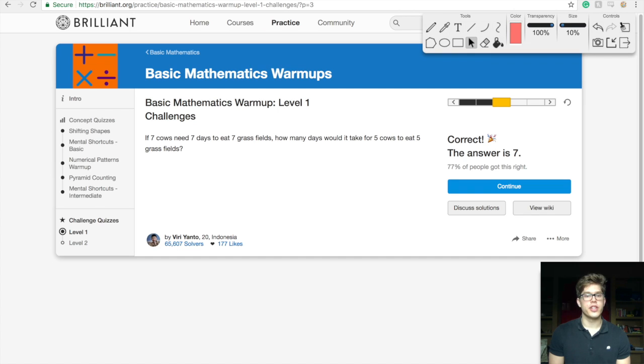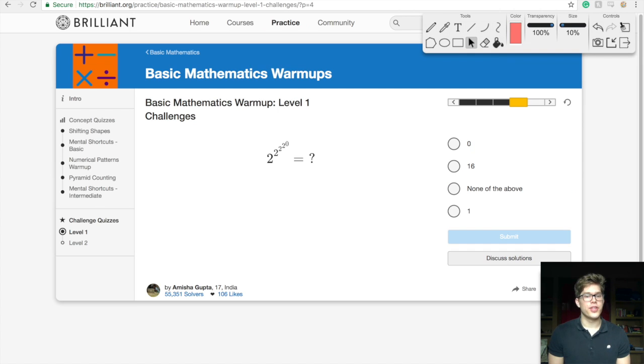Let's go on to the next problem. What is 2 to the 2 to the 2 to the 2 to the 0? All right, well, if you're new to exponents, anything to the 0 equals 1. So up here, let's maybe rewrite this. We have 2 to the 2 to the 2 to the 2 to the 0.